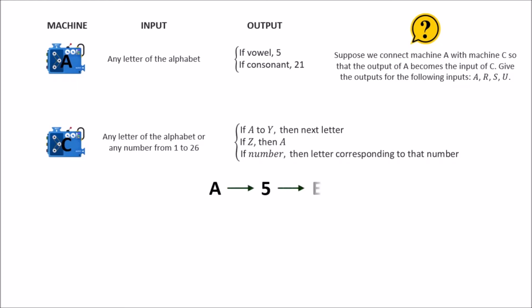For the answer, first we have A as input to machine A. Machine A then produces the output 5 for vowels. 5 then serves as an input to machine C. 5 being a number, points then to the output as the letter corresponding to that number. So 5 is for E. Next is R, a consonant. Therefore, the output of machine A is 21. 21 as an input for machine C gives the letter U. Given these, you can then work out the rest of the results.